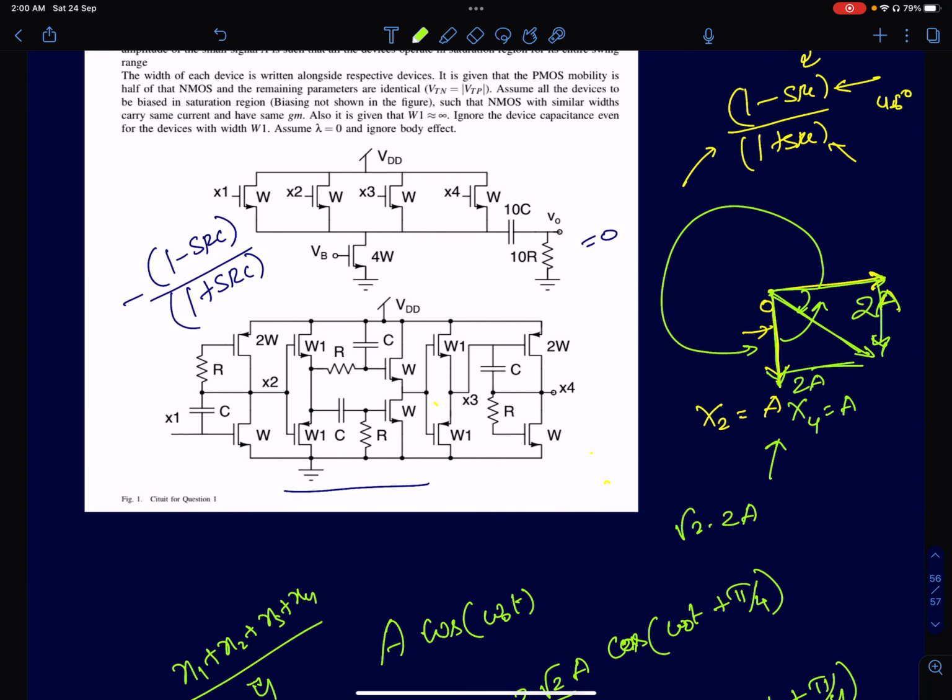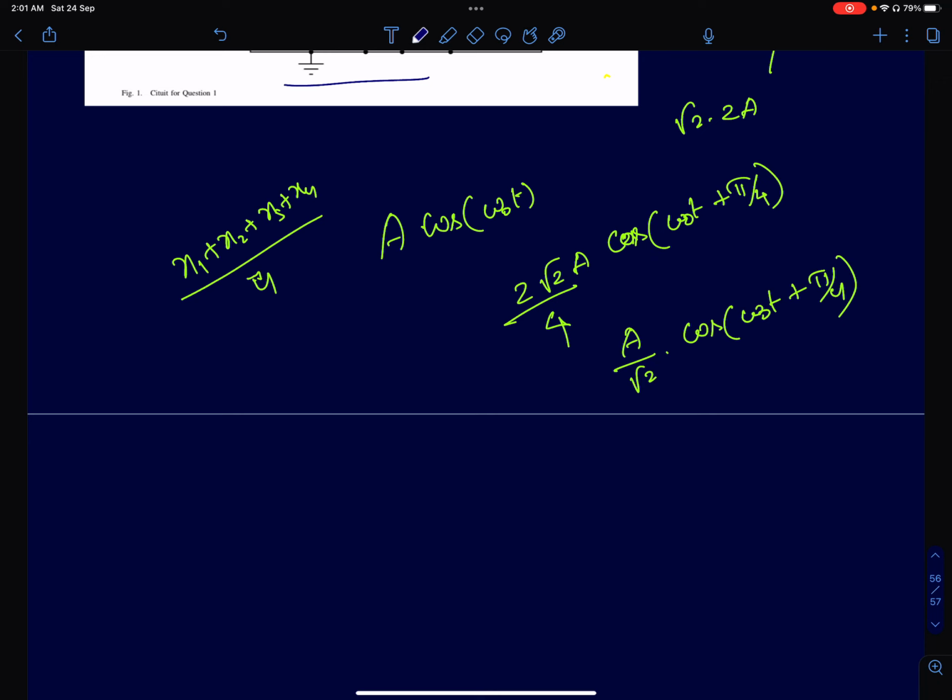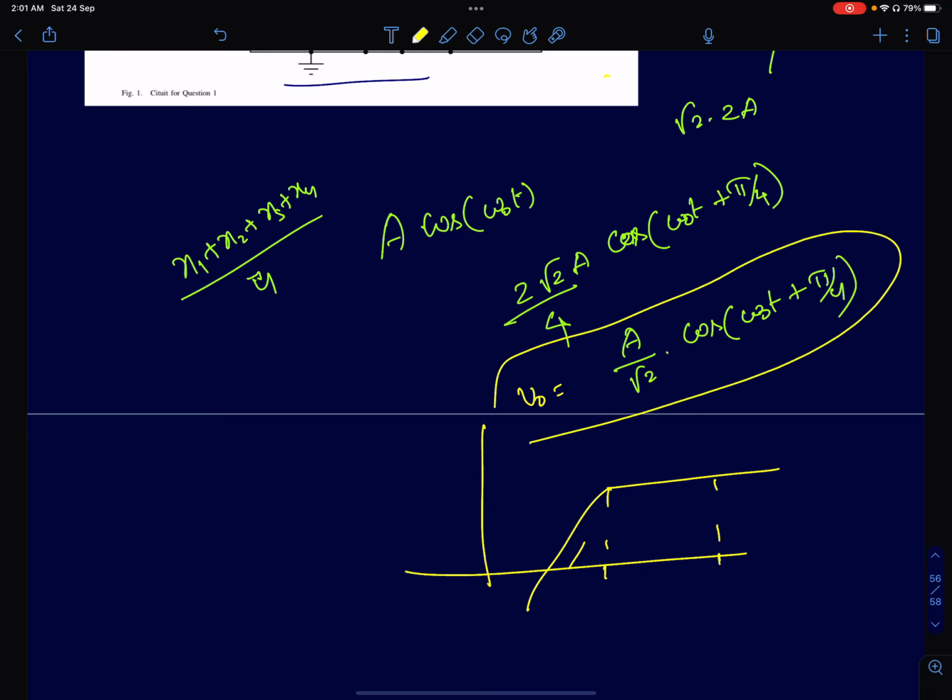Mind you, you're still at V01. So this is the point where we are at in the circuit. This is V01. V0 is just a high-pass filter, and the high-pass filter pole is at 1 by 100 RC, right? And this frequency is at 1 by RC, so the gain is 1. So V0 is also exactly equal to this, in the same phase, since it's a high-pass filter. So the output is going to be A by root 2 into cos of omega naught t plus pi by 4. This is your final output.